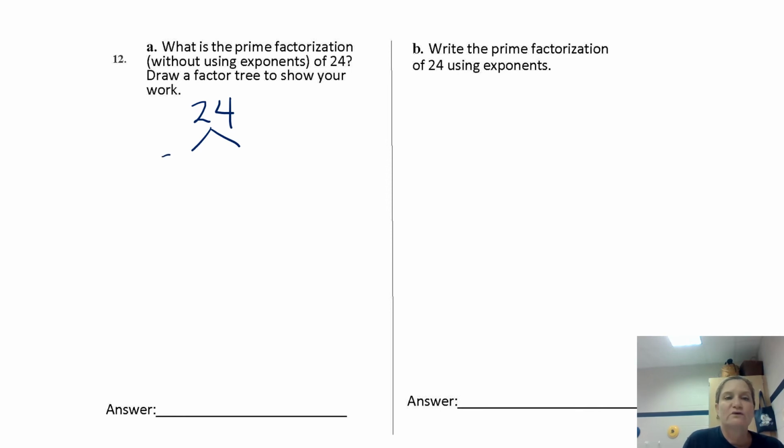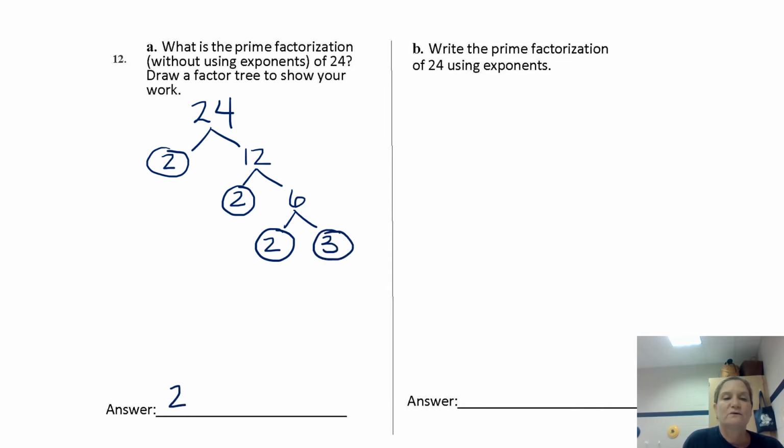So I'm going to do 2 times 12. And then I'm going to do 2 times 6. And then I'm going to do 2 times 3. So we have 2 times 2 times 2 times 3. Write the prime factorization of 24 using exponents. All right, so it would be the same tree.